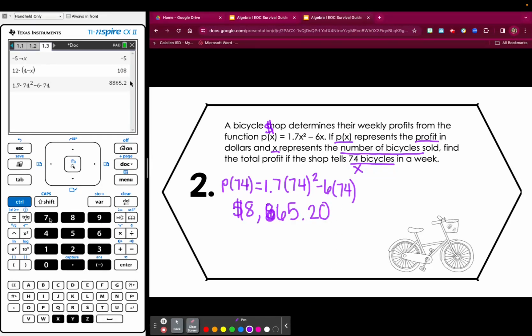If you preferred the store feature, you can press 74, Control Store, type in the letter X, and this is now going to change your stored feature to 74. Then I'm going to type in the equation: 1.7x squared minus 6x. When you press enter, you're also going to get the same thing back, 8,865.2. So that's number 2. Let's take a look at number 3.